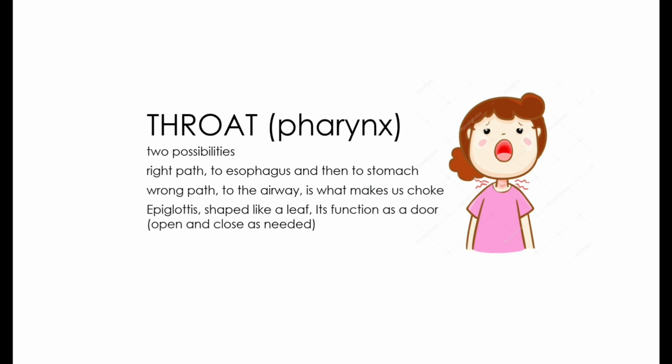When food that has been broken down enters the throat, there are two possibilities that can occur. First, food can pass the right path, namely to the esophagus and then to the stomach. And the second is food enters the wrong path, basically to the airway. The second possibility is what makes us choke. To prevent food from going the wrong way, there is an epiglottis in the throat. The epiglottis is a part of the digestive organs that is shaped like a leaf. Its function is almost the same as a door, which can open and close as needed.